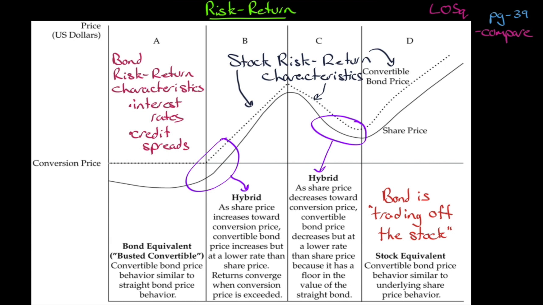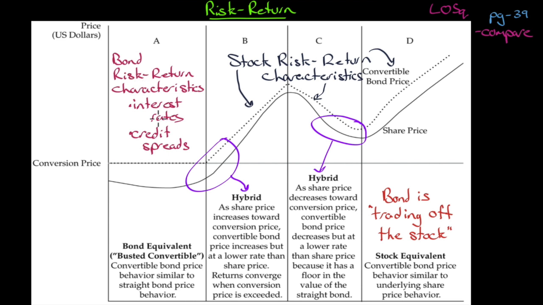All right, our last learning objective here: compare the risk-return characteristics of the convertible bond with the risk-return characteristics of a straight bond and the underlying common stock. Well, let's start with our 2 lines here, one representing the stock price, one representing the bond price, and the straight line across is our conversion price. So over here, when the stock price is below the bond price, it will trade as a bond, and the risk-return characteristics will be the bond risk-return characteristics.